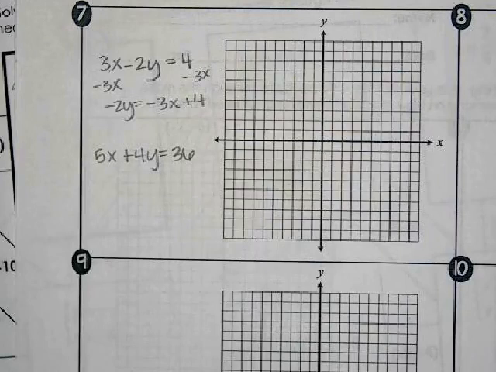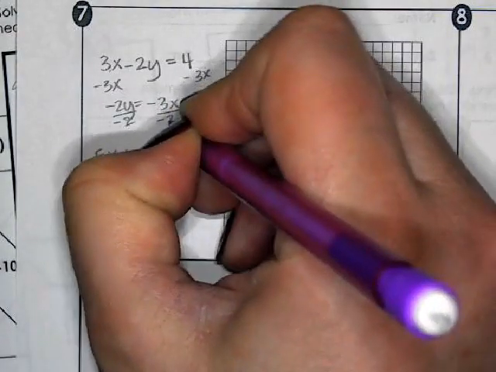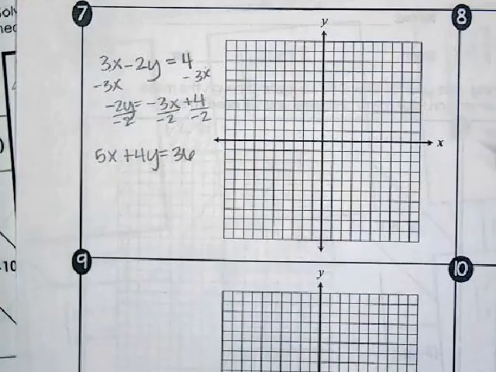So I'm closer to having the y alone, but I don't have it alone yet. What do I need to do to get the y completely alone? Divide by negative 2. So divide by negative 2, divide by negative 2, divide by negative 2. And then what is our equation?